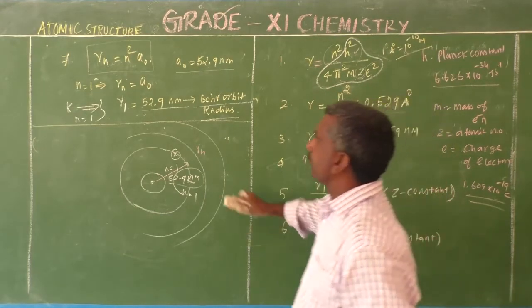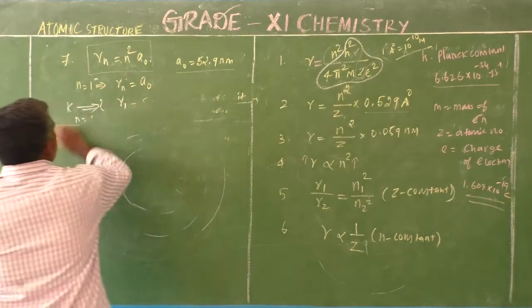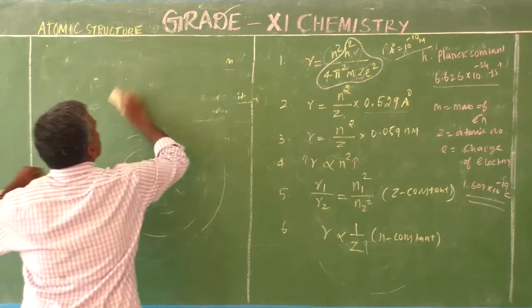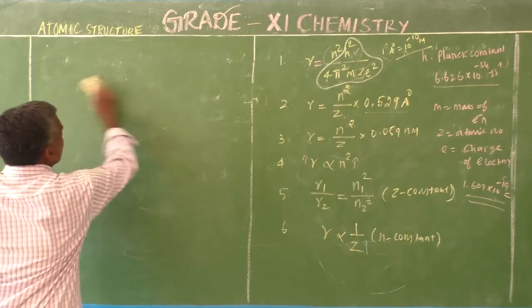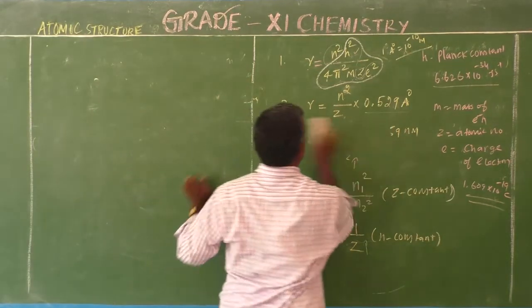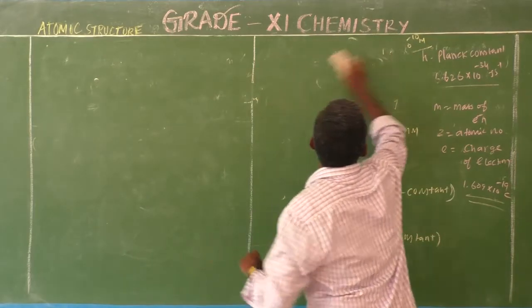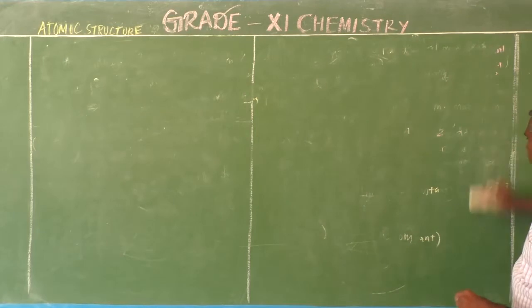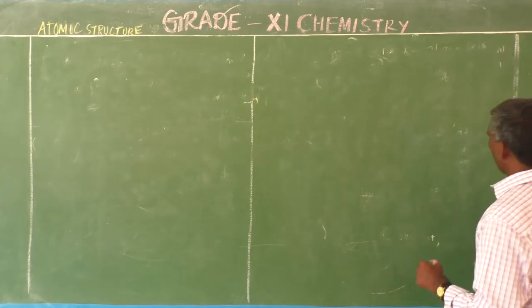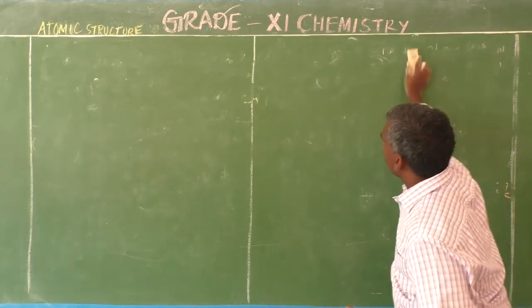Now this is the radius. Next, we note down the formulas. This is useful for the NEET or IIT examination. The seventh formula we note down is not in the textbook. Only one formula is there in the textbook; the remaining six formulas are not in the textbook. Please note them down.